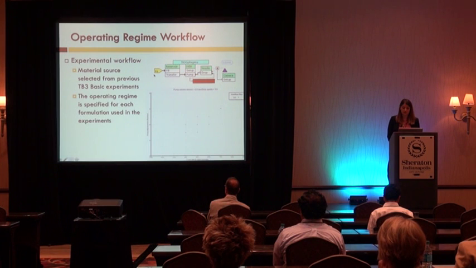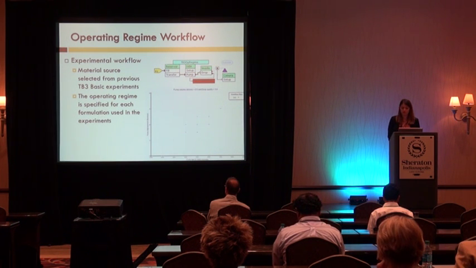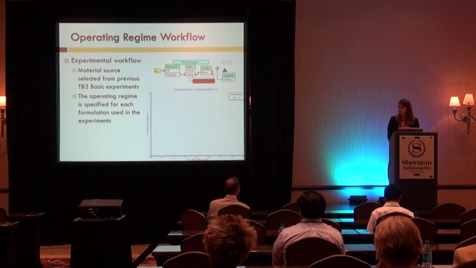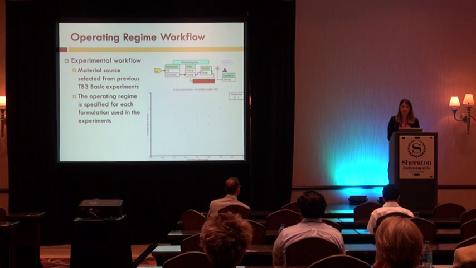So we also developed an operating regime workflow because in this process, the material properties affect the drop reproducibility and the production quite a lot. Therefore, we built this experimental workflow where the material source is selected from previous TB3 basic experiments, and the operating regime is specified for each formulation used in the experiments. So later on, if we would like to do another experiment, you can go to KMS and see where the operating region is best, which is shown in this graph, and then you can select one of the operating settings that is shown as most favorable, and run new experiments with that setting.